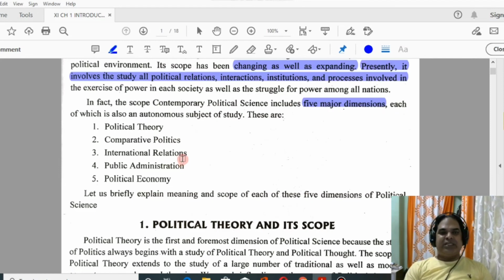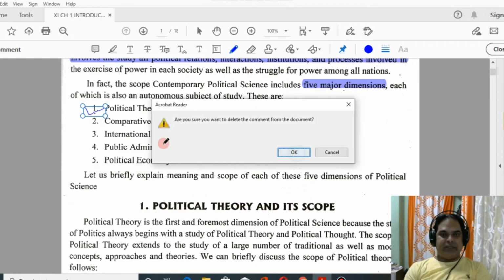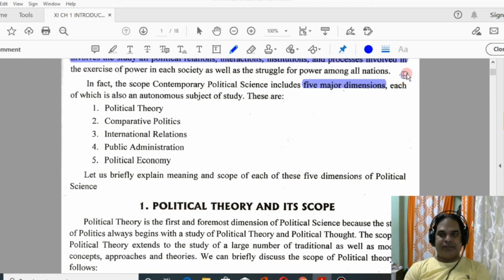So you can see here, the five dimensions of political science include: the first one is political theory, the second one is comparative politics, the third one is international relations, then public administration, and the political economy.